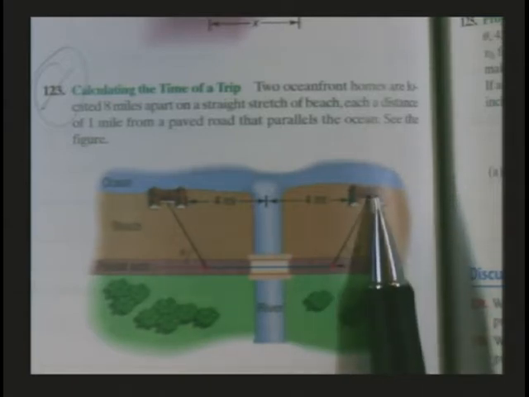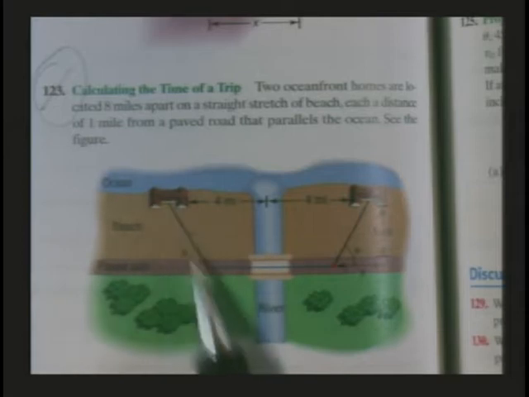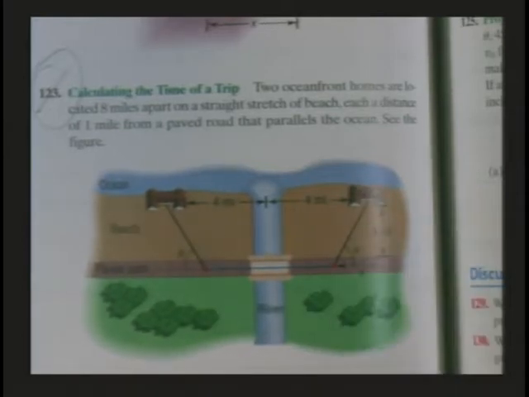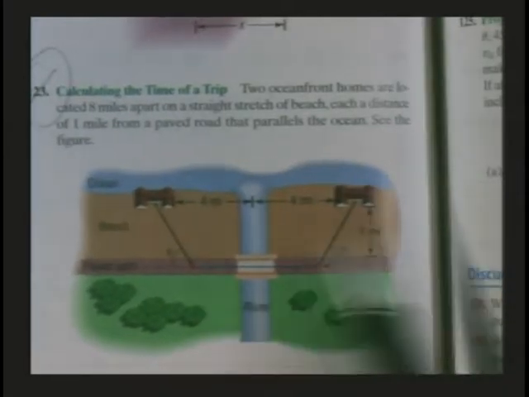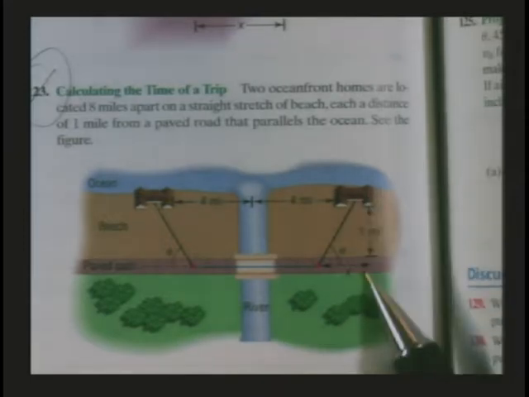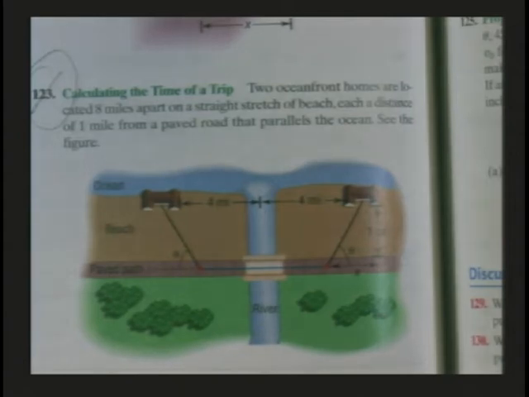So what we want to do is develop an equation for the amount of time it takes for her to do the entire trip. And one other comment here, the houses are 1 mile from the road. That's a lot of sand. Okay. So it's kind of an idealized problem, but nevertheless very interesting.